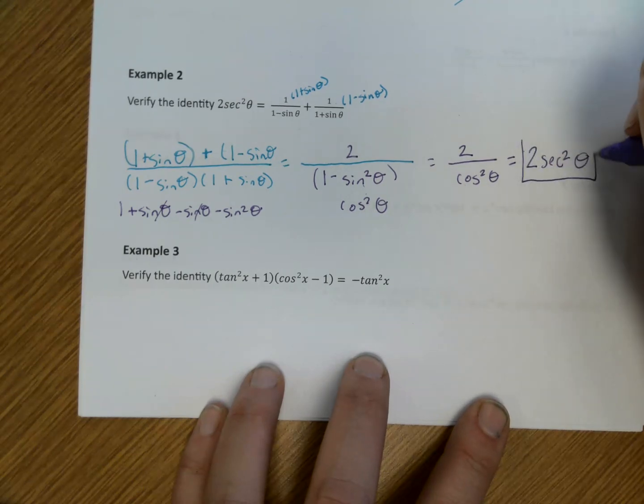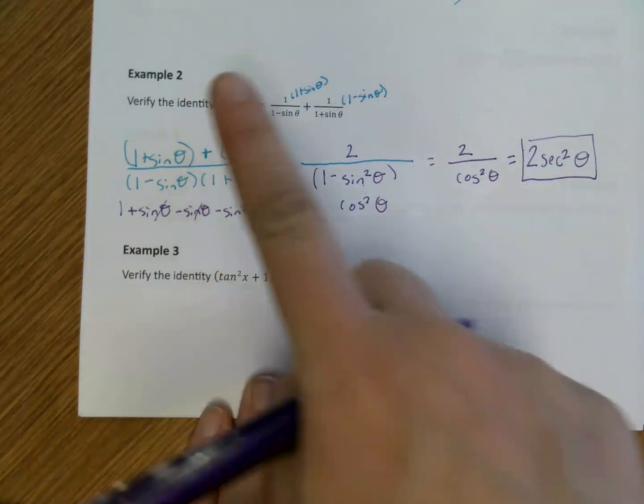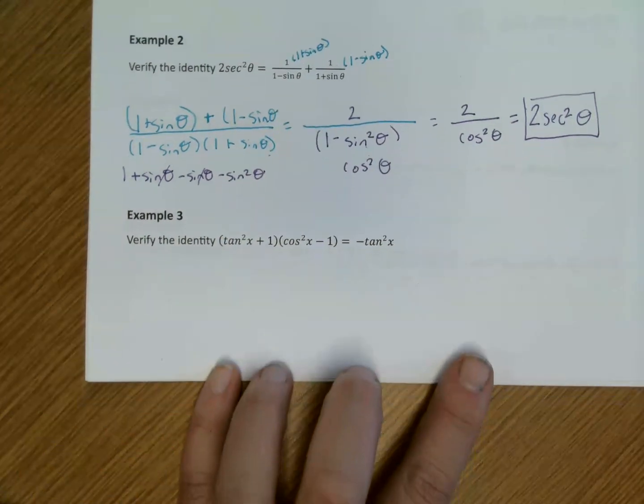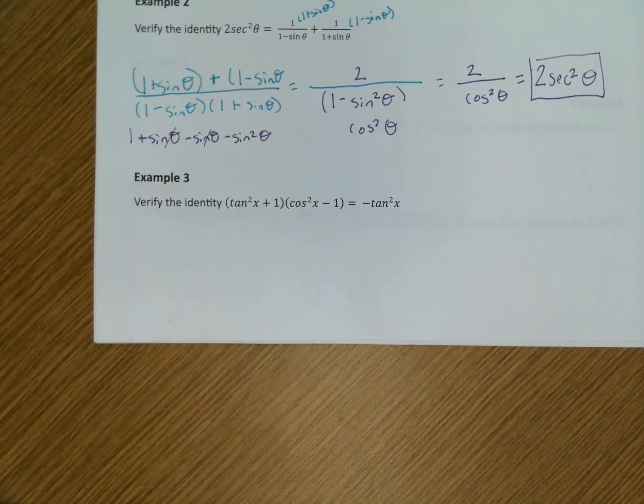And right now, this is my left-hand side. So that is simplified. So question number 3, I want you to try to do it before I go over it. Try to do it before I go over it.